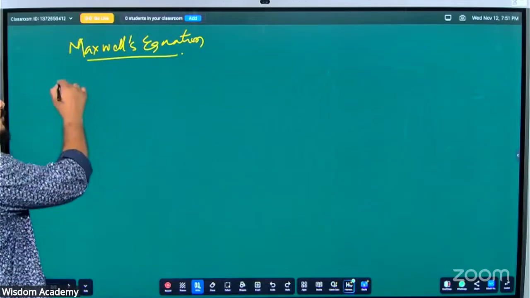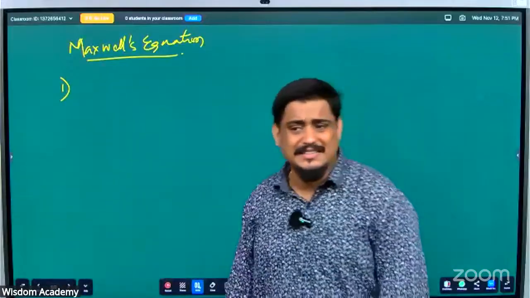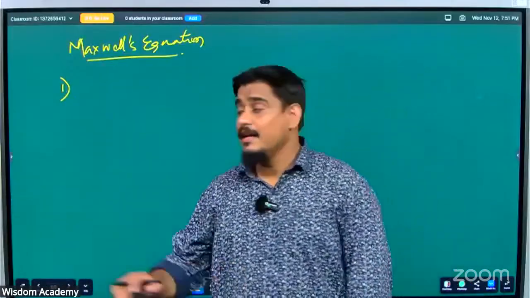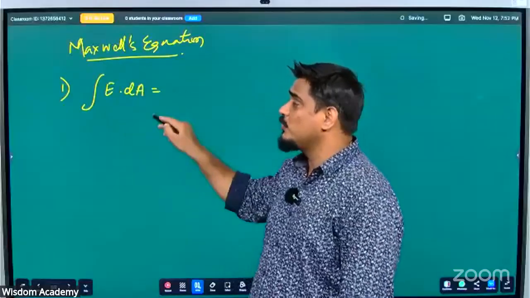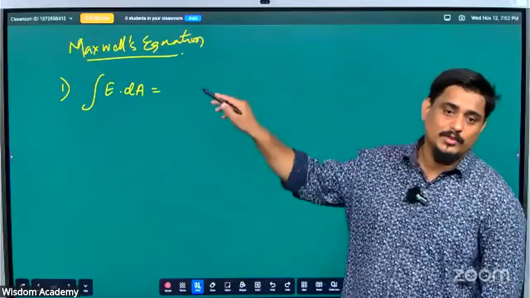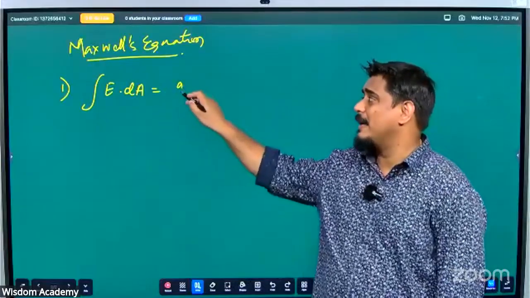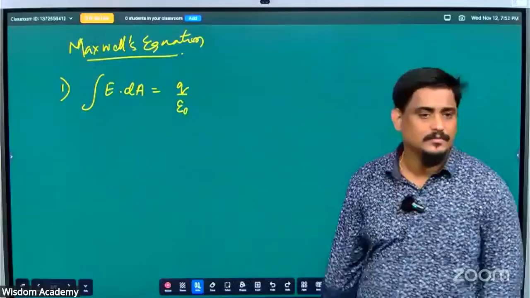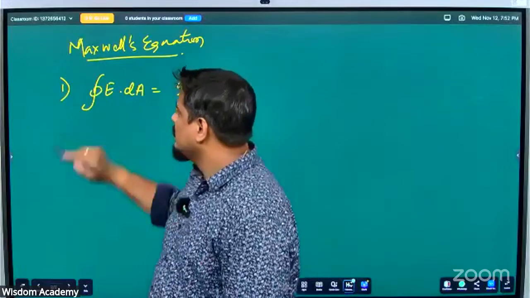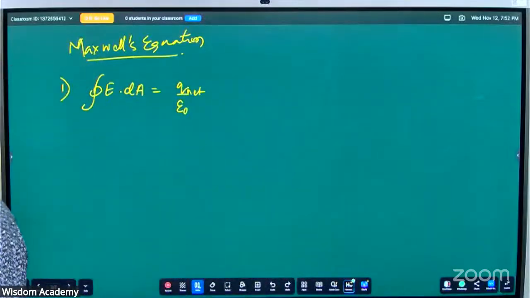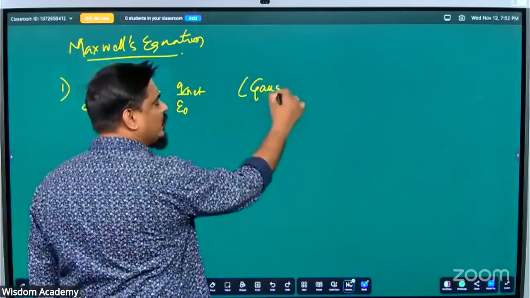The first one is from the first chapter, which is Gauss law. Gauss law in electrostatics says that integral of E dot dA is equal to, man, you came late, at least pay attention here. Integral of E dot dA is equal to Q by epsilon naught. Am I right? Q net by epsilon naught. This is what is called as what? This is Gauss law. So it is called as Gauss law in electrostatics. This is the first equation which he summarized.